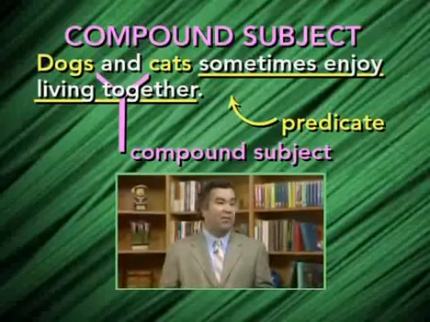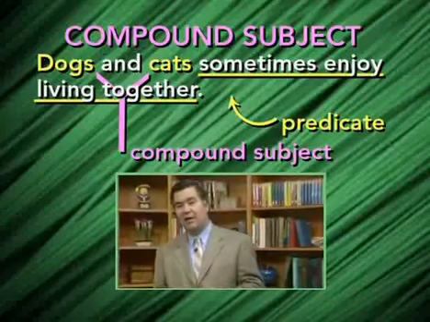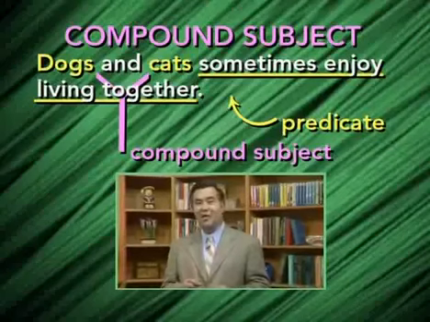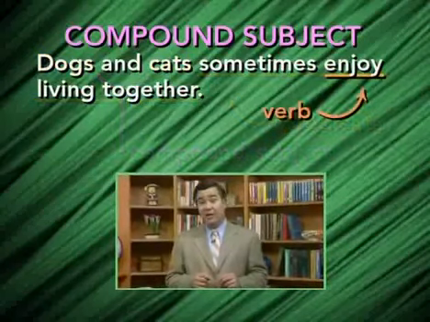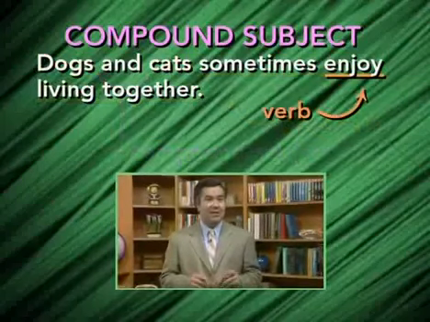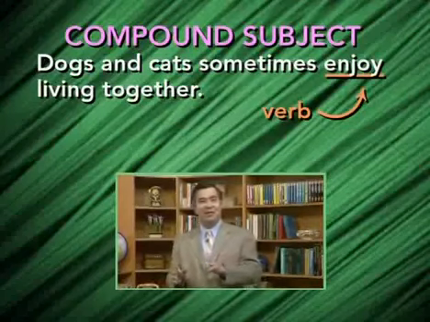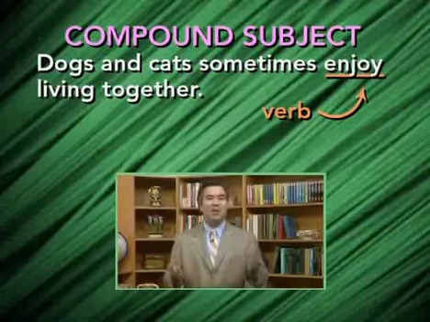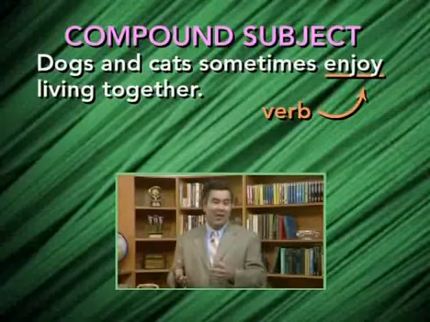Looking for a moment at the predicate of this sentence, sometimes enjoy living together. Is there one most important word that expresses exactly what the dogs and cats do? The word is "enjoy." That's the verb in this sentence, the most important word in the predicate, and it tells us what the dogs and cats do. They enjoy. And the other words in the predicate tell us more about exactly what they enjoy. They enjoy living together. And when they do it, sometimes.